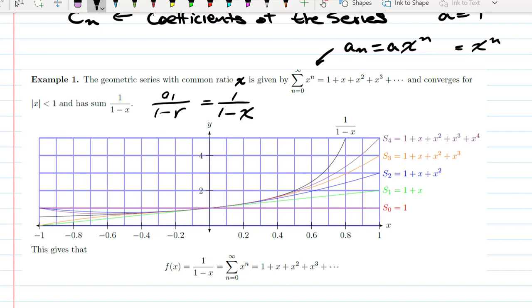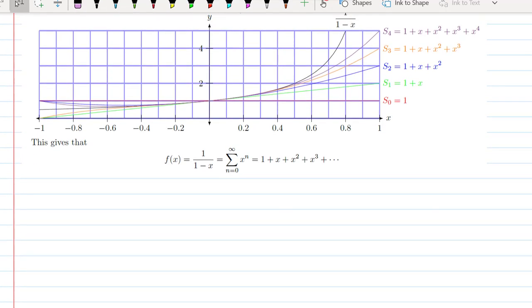So if we look at our graph here, our black graph is the graph of 1 over 1 minus x. And then if we look at the partial sums, we see the more terms that we add to this series, the closer and closer we get to that approximation. So this gives us that our function f of x, which equals 1 over 1 minus x, is equal to the infinite sum as n goes from 0 to infinity of x to the n. That is this series.